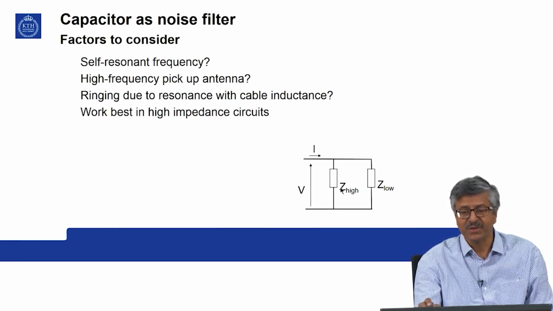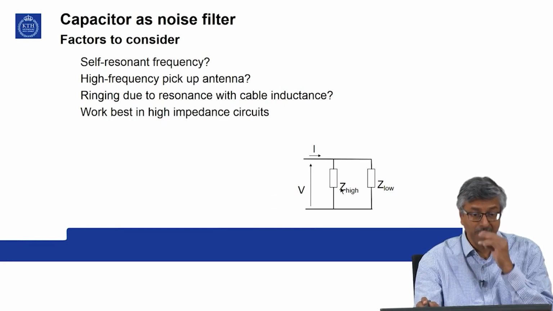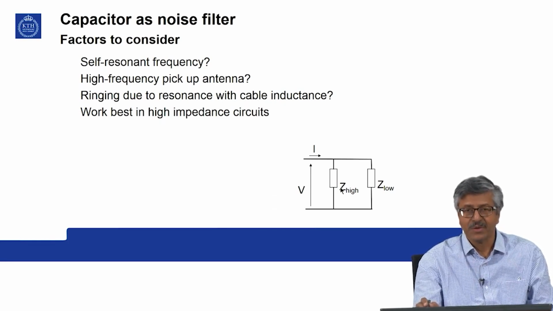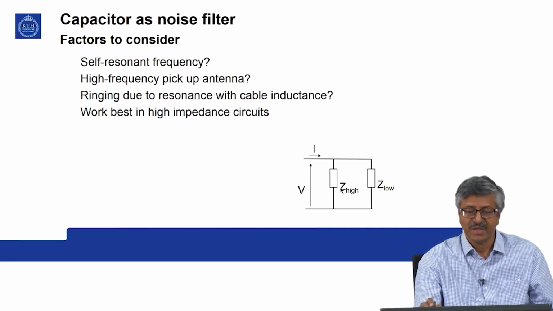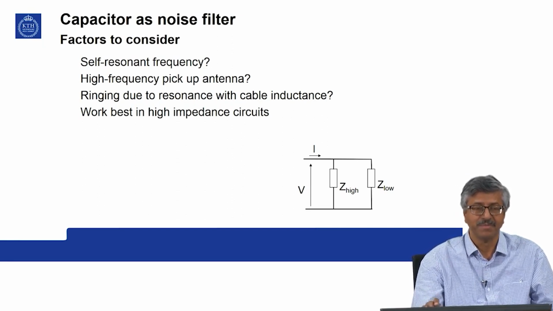But if your circuit is already of low impedance, it may not work very well, because your capacitor impedance under noise condition has to be even lower than the circuit impedance to be effective, and that will be at really high frequencies. So, a capacitor as a noise filter works best with high impedance circuits, not with low impedance circuits.